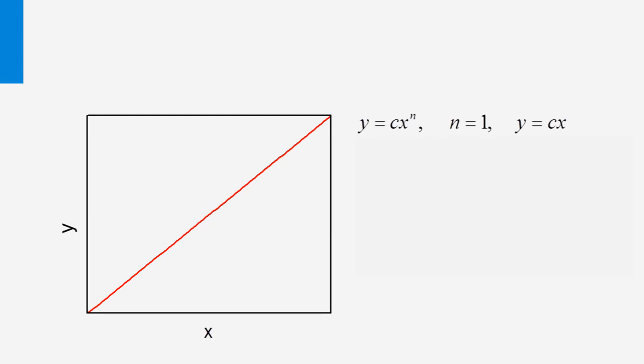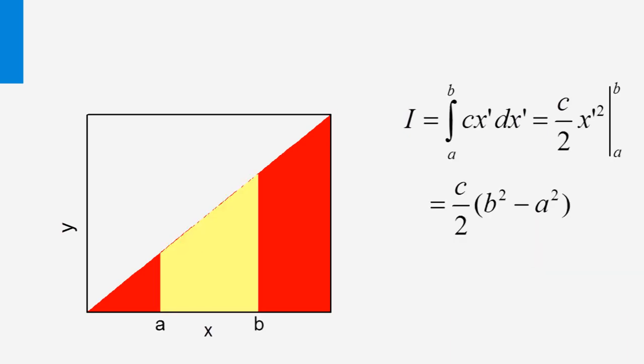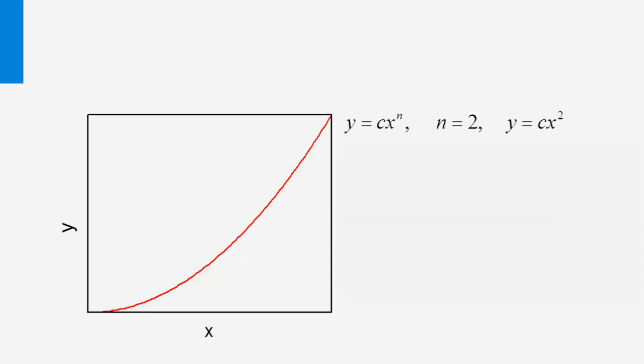Now we consider a linear function. f(x) is equal to c times x. For this function, n is equal to 1 and the integral function equals half times c times x squared. The area between the boundaries a and b is in this case equal to half c times (b squared minus a squared).